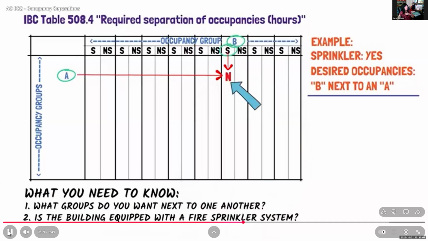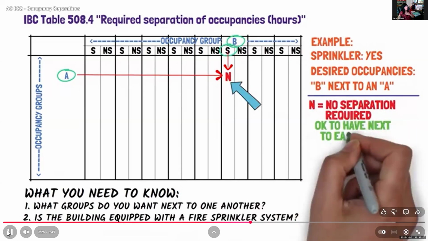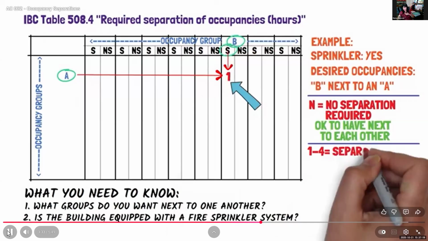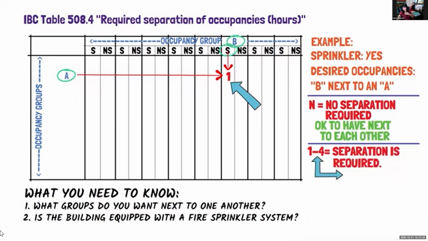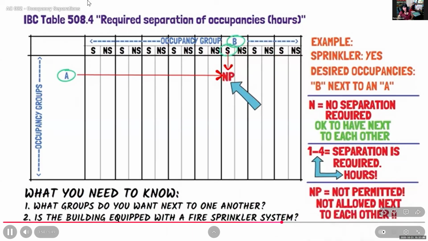N stands for no separation requirement. That means that you can have them next to each other without a problem and without any fire barrier between them. There's also numbers 1 through 4. And if you see a number here, that means that you need to separate the two occupancy groups using a fire barrier. The number tells you how many hours the fire barrier must be designed for. And lastly, NP. That means that it's not permitted. And you will see this a lot with hazardous occupancy groups. But that is it. It's quite simple, right? I mean, it's just a matter of looking at this table, seeing where they intersect, and that's it.